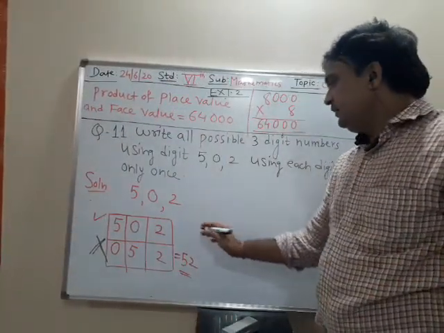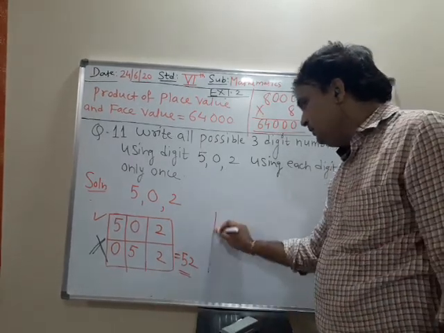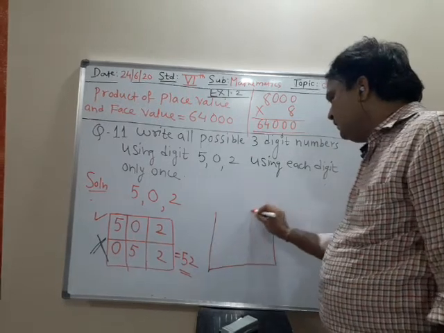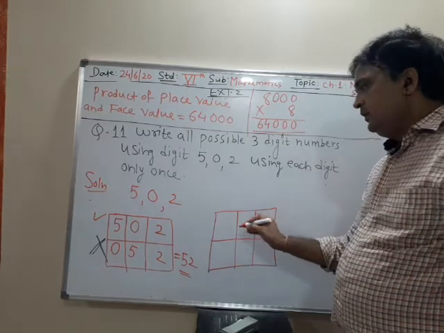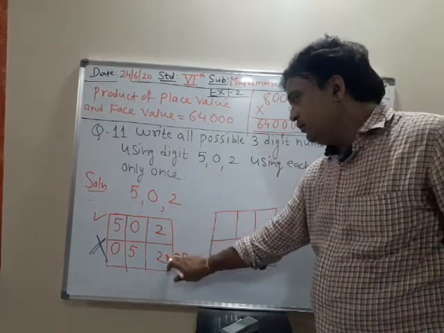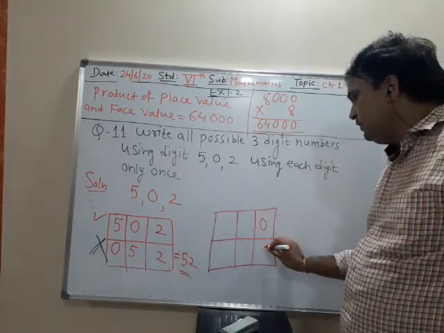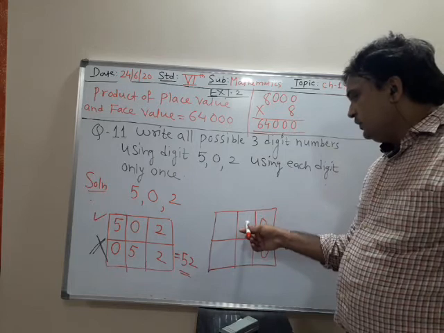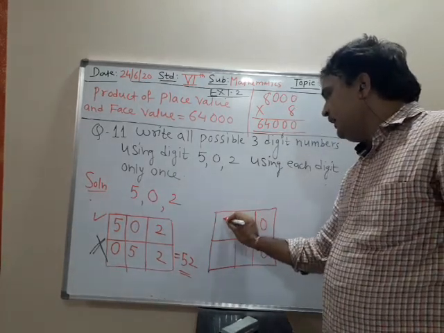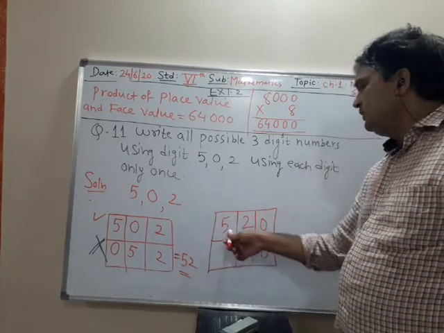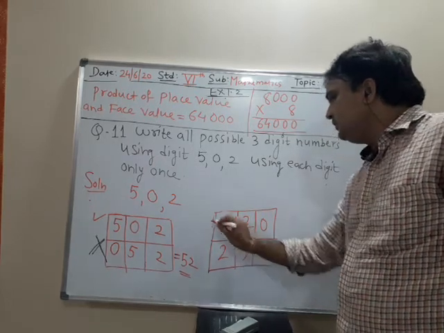Now let me make another box. Let us take 0 in the ones place. Then in the tens place and hundreds place we have to select the digits. So I can select 5, 2, 0, a 3-digit number, then 250, a 3-digit number. Yes.